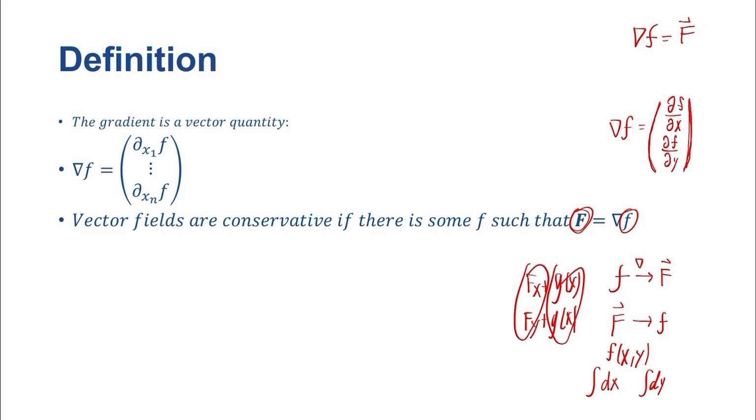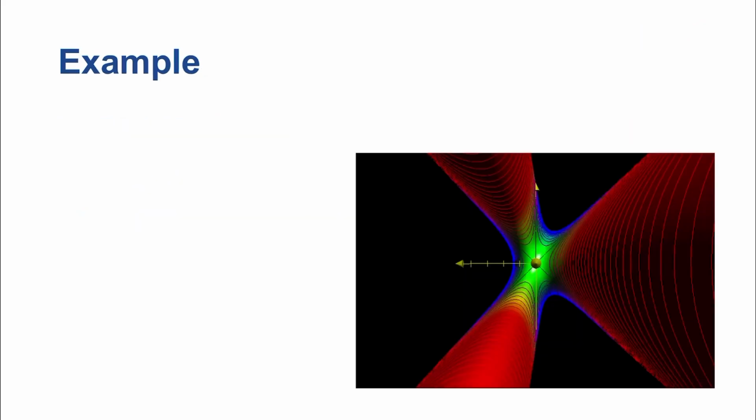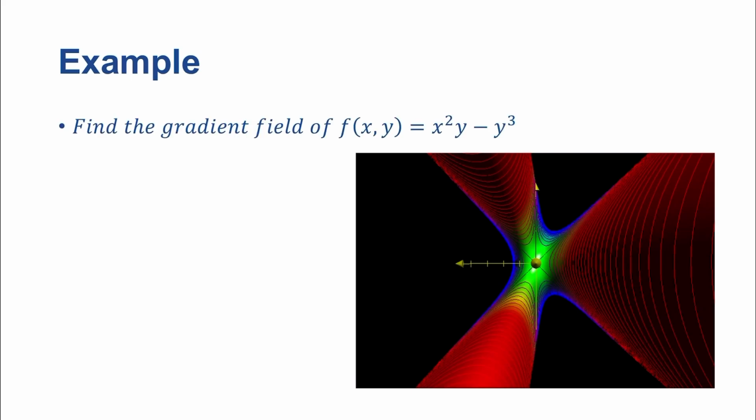We'll look at finding potential functions a little bit later when it becomes more relevant to our work, but for now, let's try finding a gradient field and figuring out its geometrical meaning. This pretty picture down here is just the example that we'll be using, and you'll see why I put it there in a moment. Let's find the gradient field of the function f(x, y) = x squared y minus y cubed.